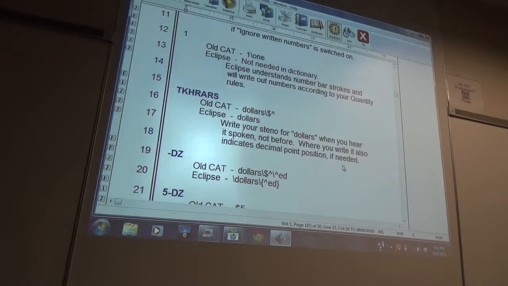Where you write it also indicates decimal point positions if needed. So when they're saying $437.64, it already knows $437, decimal point, comes back to the beginning, puts the money symbol, goes back, and already knows that you're getting ready to put your cents in. Okay? Make sense?